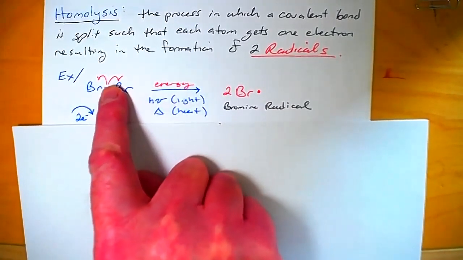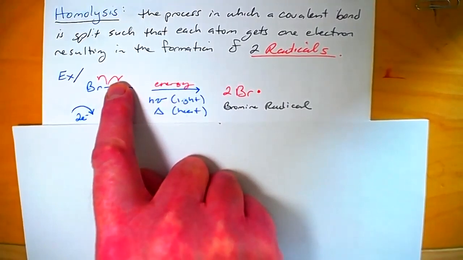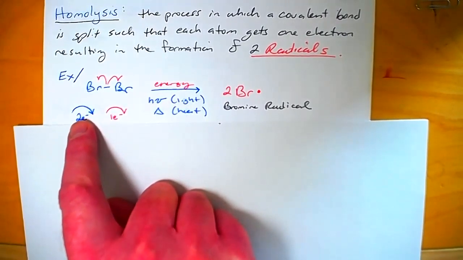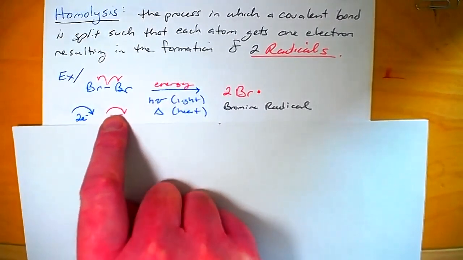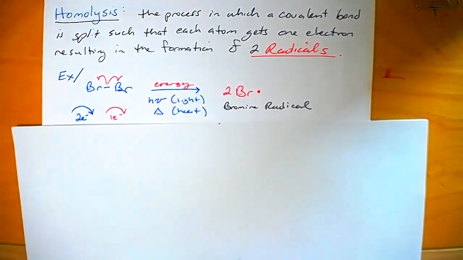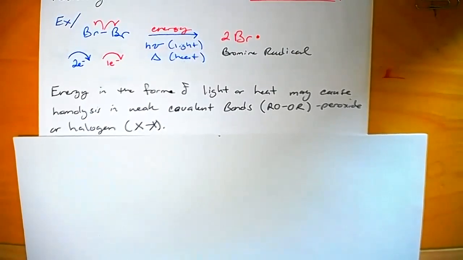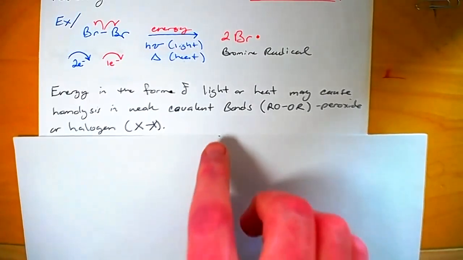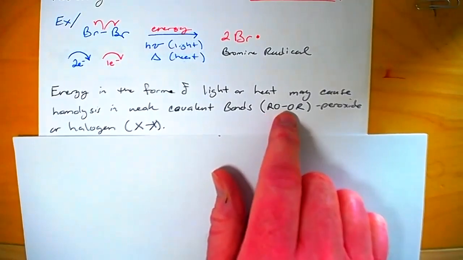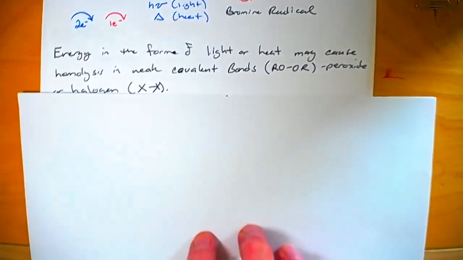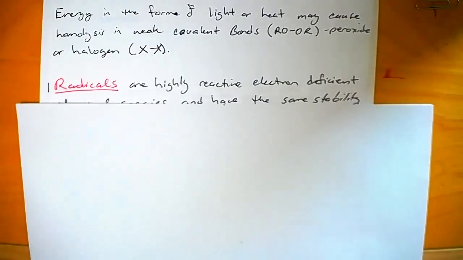Now, notice when we're talking about one electron transfer, you have these hook arrows, as opposed to a double-sided arrow, which represents two electrons transferred. So pay attention to those subtle differences in the mechanisms. One of the things we can say about this is that energy in the form of light or heat may cause homolysis in weak covalent bonds. Some good examples of this are peroxides, which have a weak oxygen-oxygen single bond, or halogens, which also have a relatively weak sigma bond.